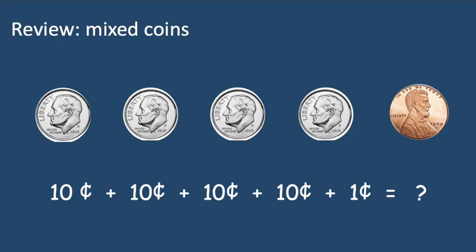This group of coins also shows 41 cents. Can you think of another way to show 41 cents? Ask your grown-up if they have some coins you can count. See if you can make the same value in different ways.